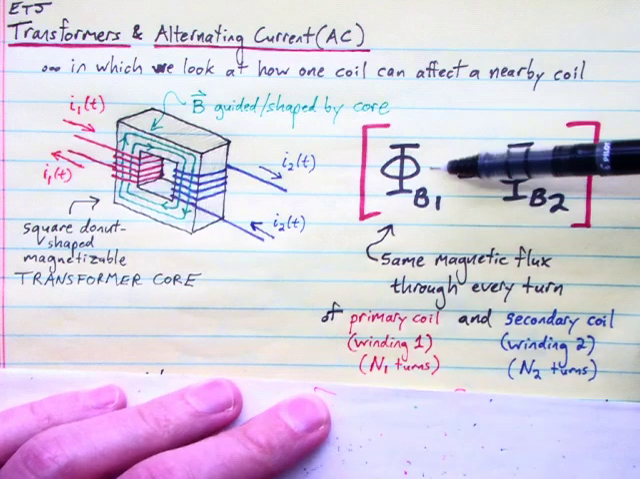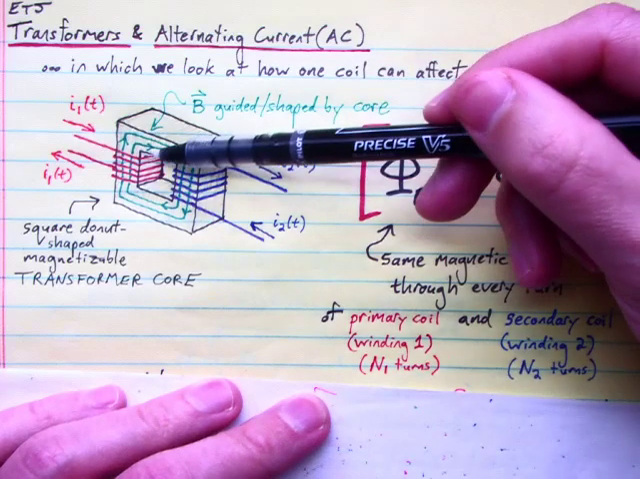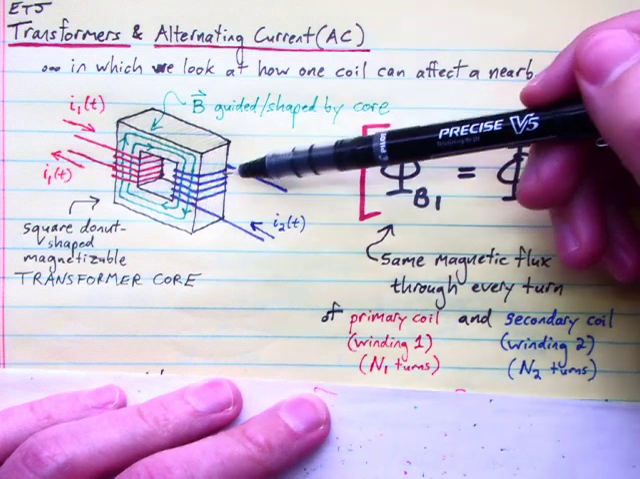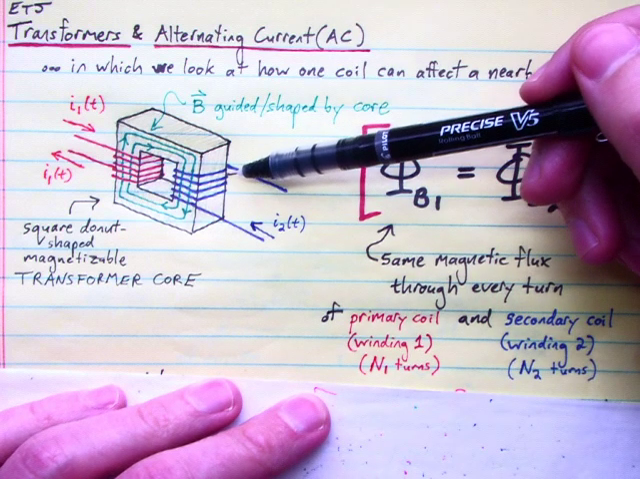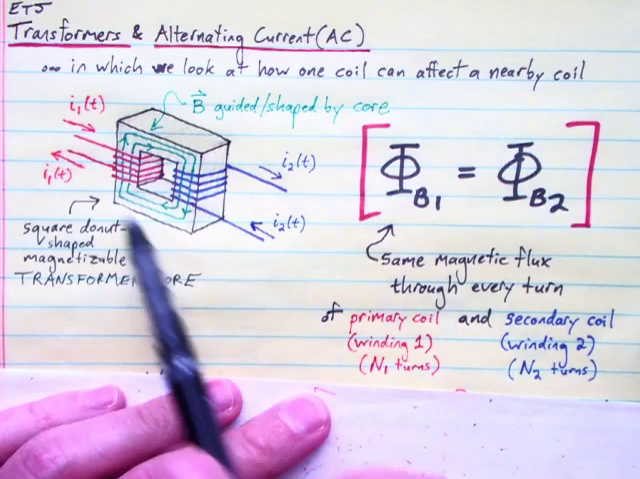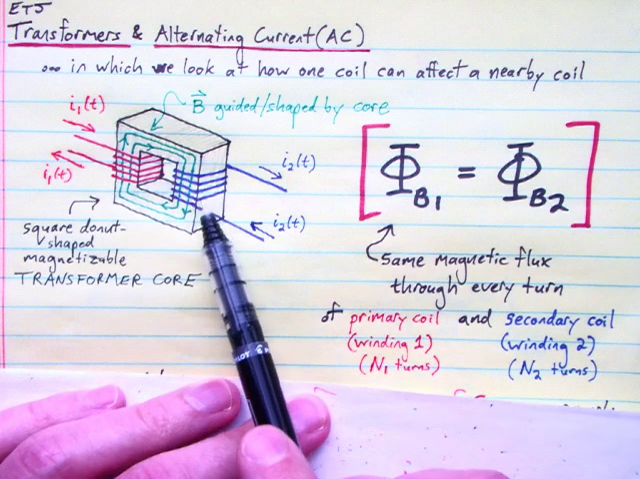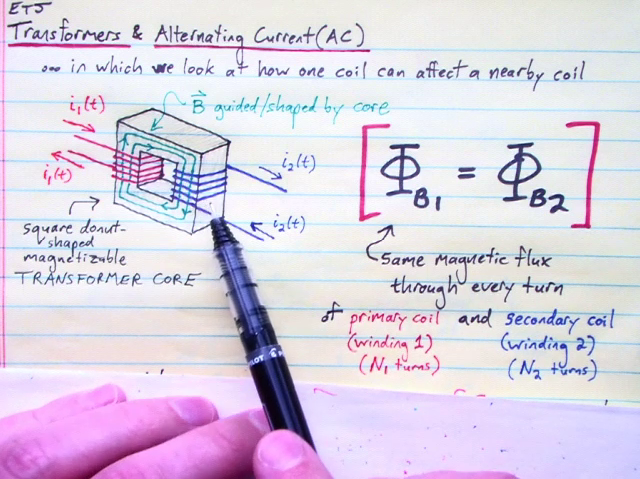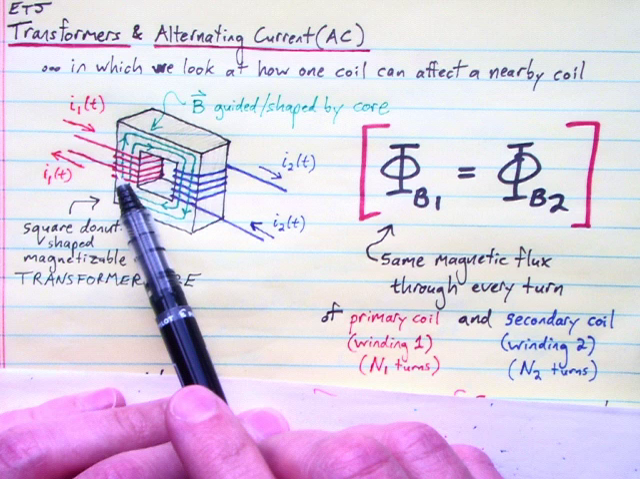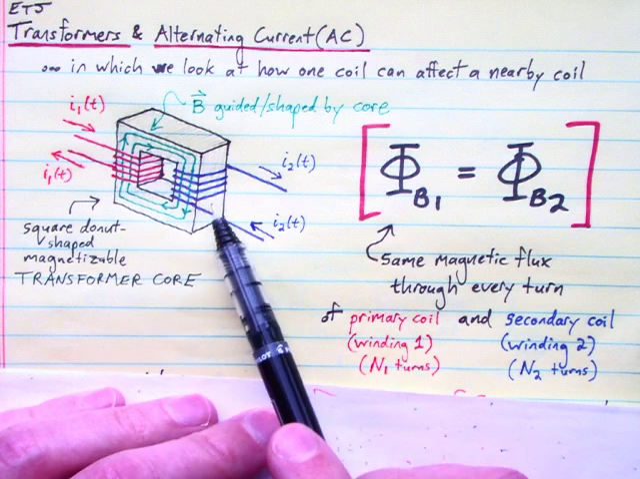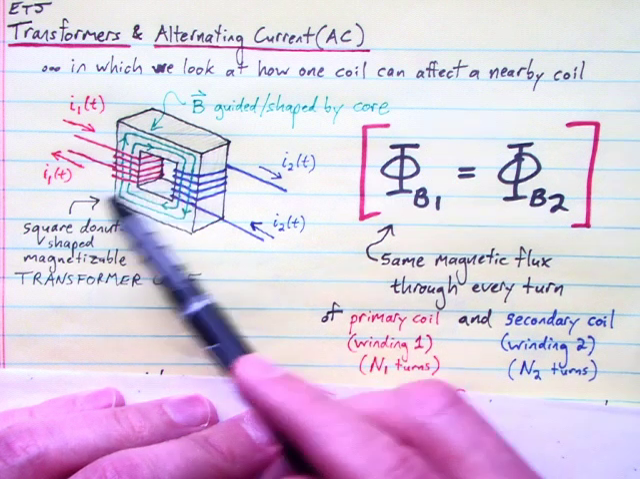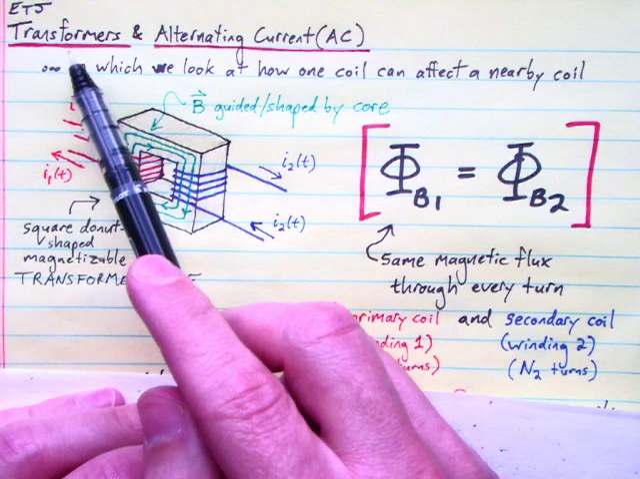So the total magnetic flux through any one turn in the primary coil is equal to the magnetic flux in any one turn in our secondary coil. Our coils here could have different numbers of turns, say N1 turns over here, N2 turns over there. And by making the number of turns different in the primary and secondary, we can transform our voltage from the primary to the secondary. That's where this term transformer comes from.